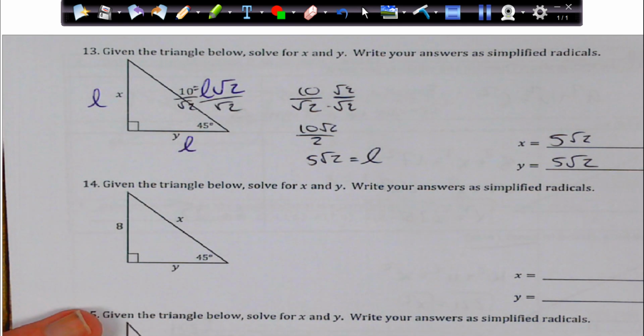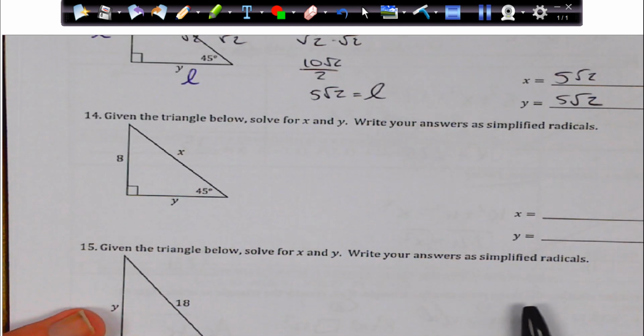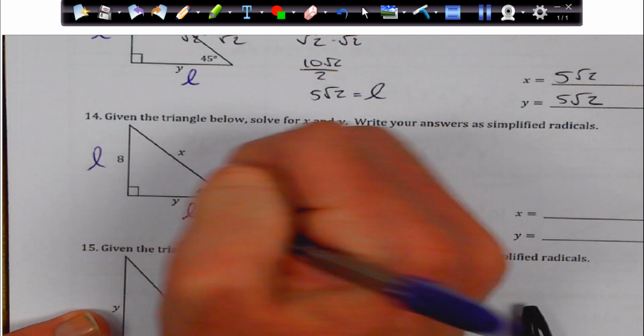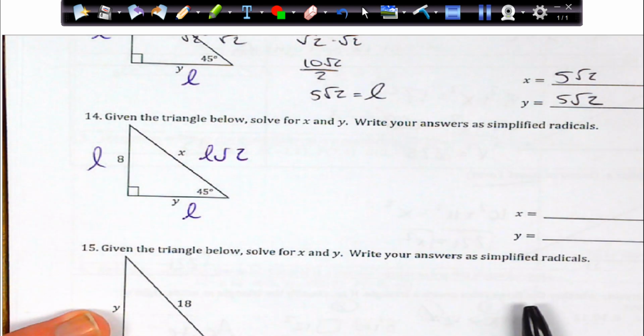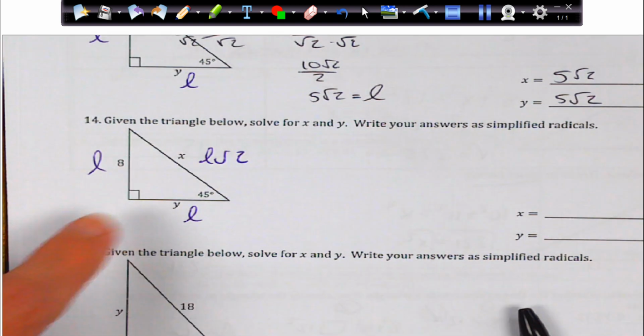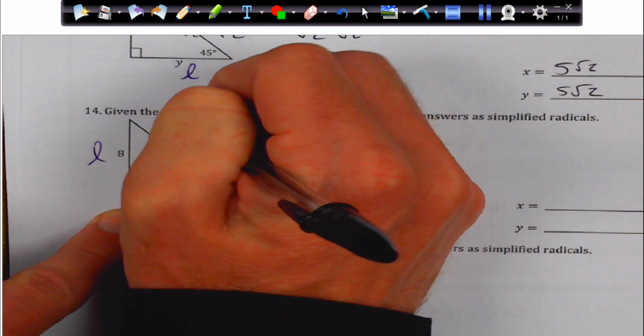All right. Next one, we apply the rule. Again, it's 45, 45, 90, so L, L, L rad 2. We know what L is, so it makes this very easy. This is going to be 8. This is going to be 8 rad 2.